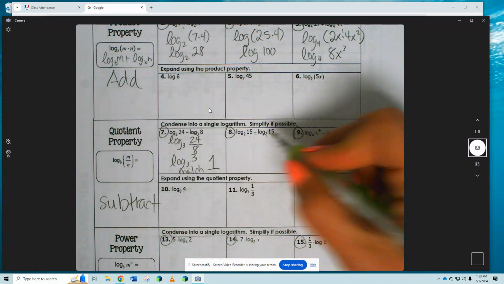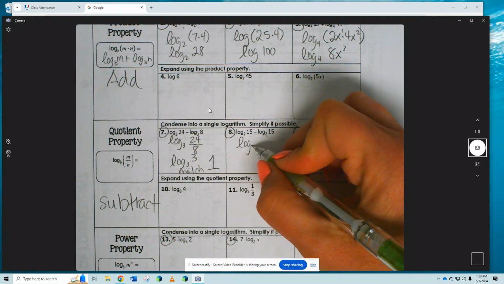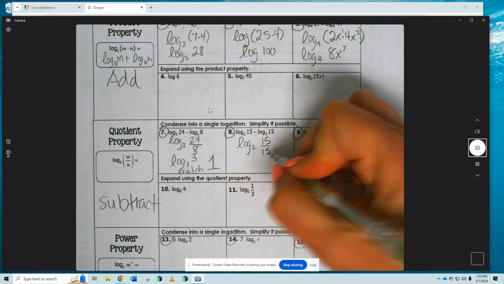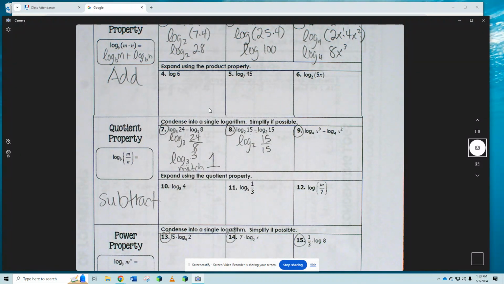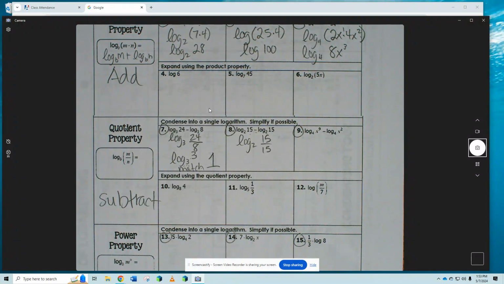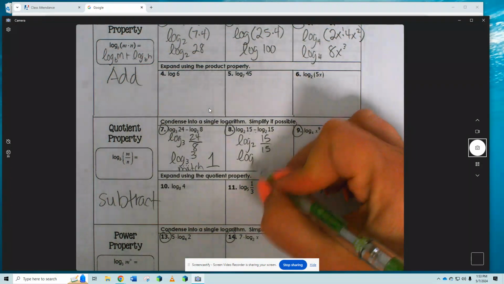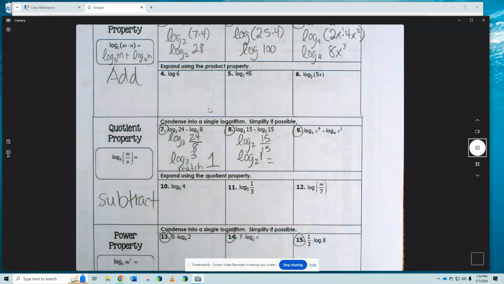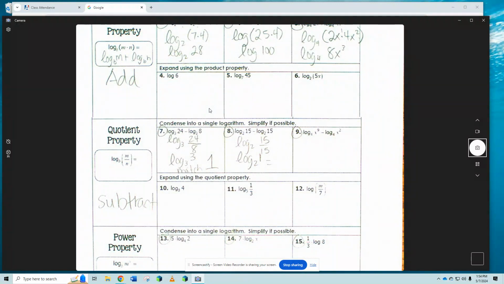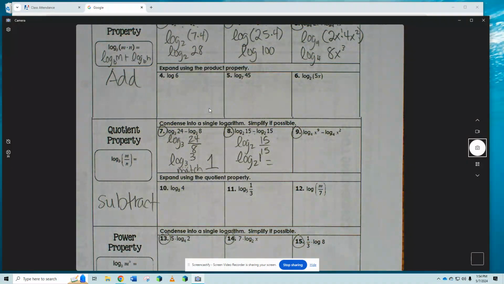15 minus, fraction. 15 over 15. It becomes 1. Log base anything of 1. Base whatever, but there's a 1 there. So large number's a 1. 0.